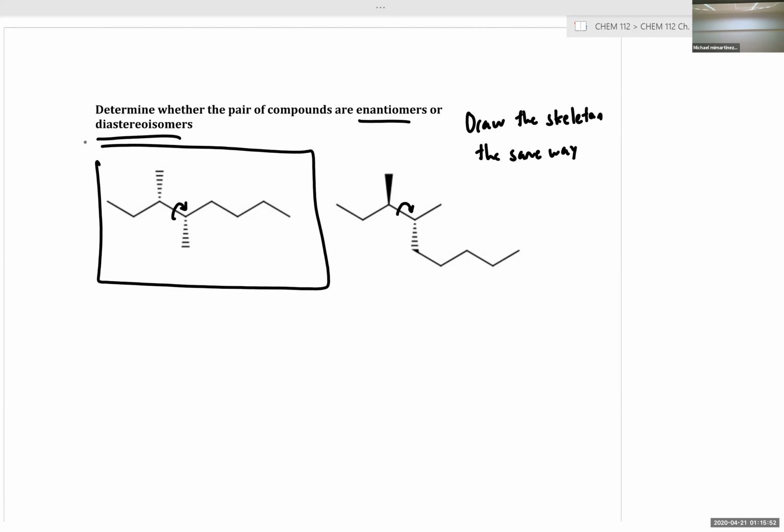Would anyone like to propose a solution for this problem before we get started with our discussion? Enantiomers or diastereoisomers? Or would everyone like a little bit more time on this problem? Could you type in the chat just to give me a sense of where everyone's at?